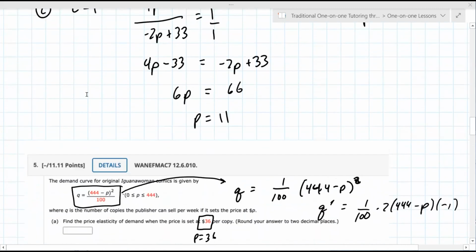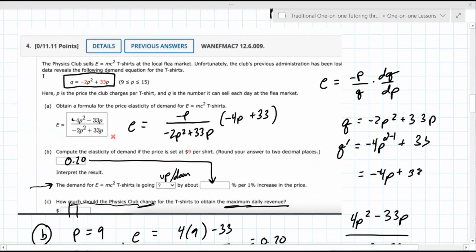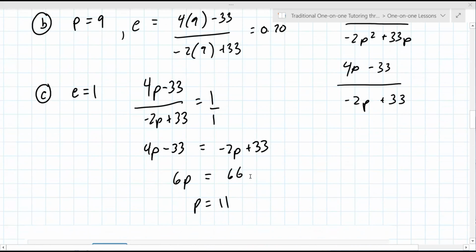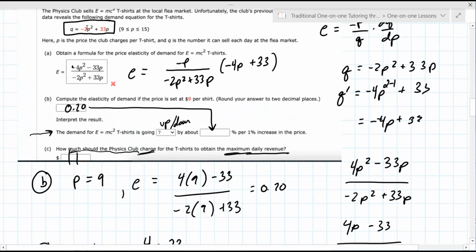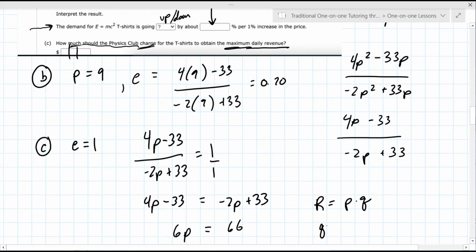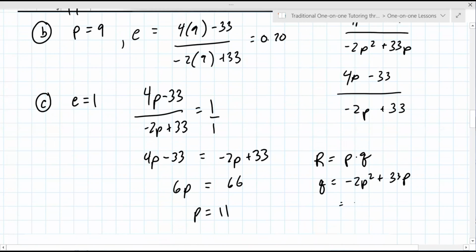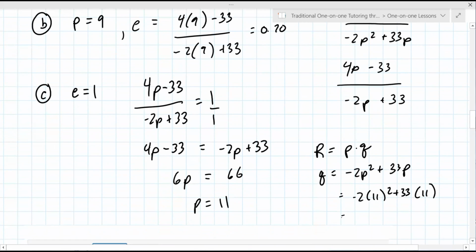Okay, so here's 4. We found the price. The price was 11. So the revenue is price times quantity. We have the price, so we just need the quantity. So do you have the quantity equation? Yes, you do, right here. So we're going to put P in that equation. So Q is minus 2P squared plus 33P. So you're going to put in your 11: minus 2 times 11 squared plus 33 times 11, and get a number for that.